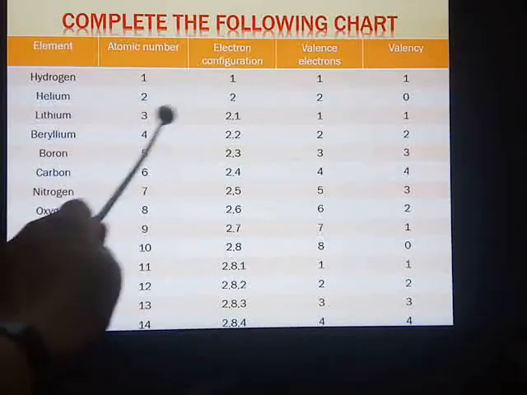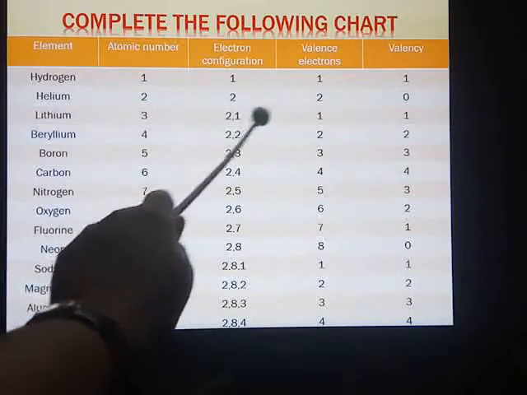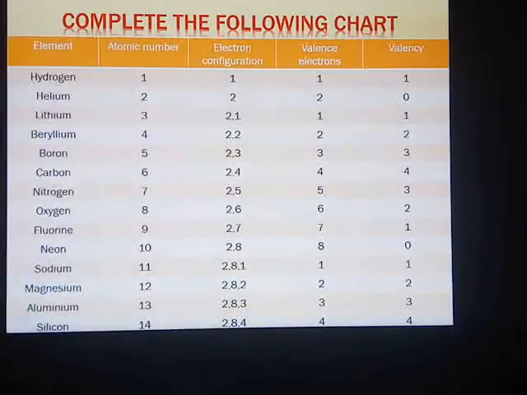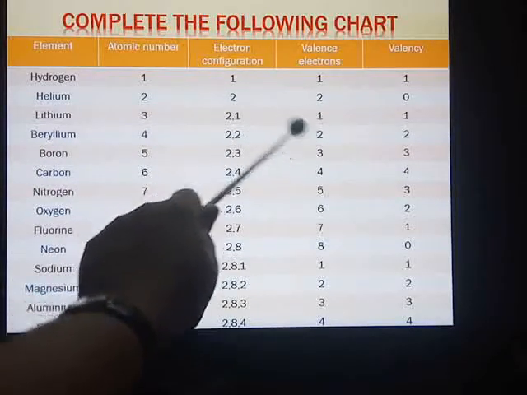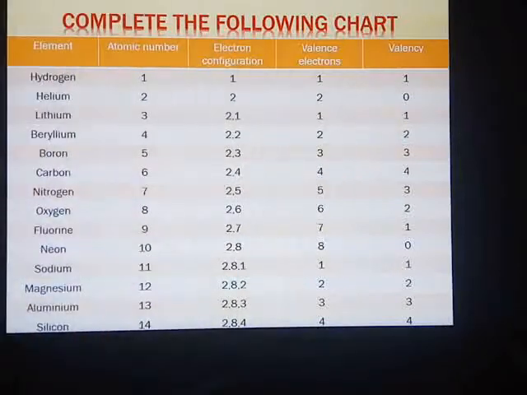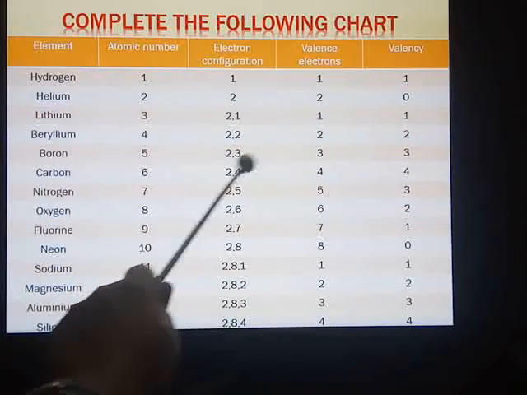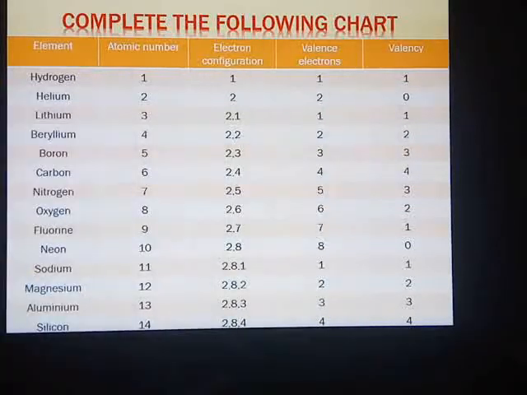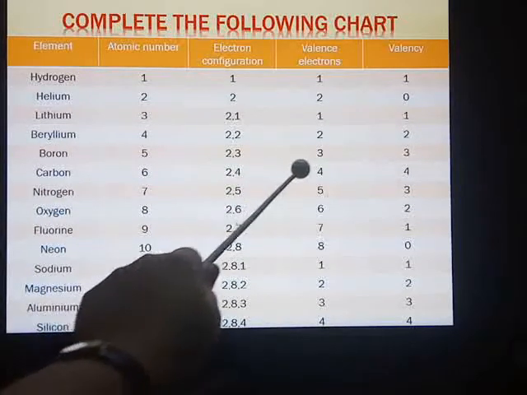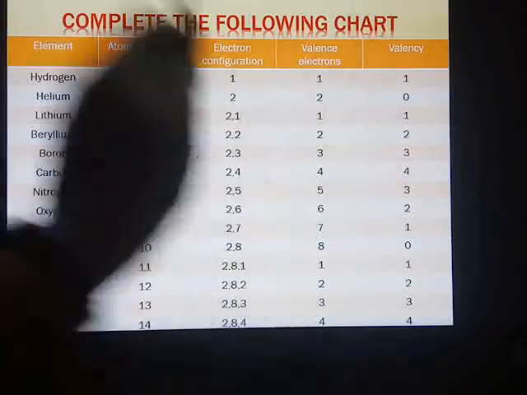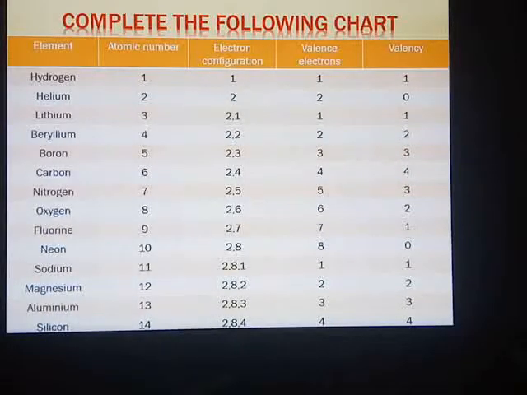Lithium 3, 2 electrons in the first shell, so 1 valence electron, that 1 electron will be given away, so valency is 1. Beryllium atomic number is 4, 2, 2 valence electrons, that 2 electrons will be given up, so valency is 2. Boron atomic number is 5, 2, 3 valence electrons, 3 will be given up, valency is 3. Carbon 6, 2, 4 valence electrons, 4 electrons will be given up, valency is 4.